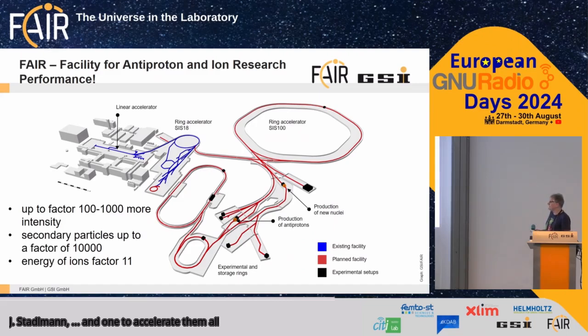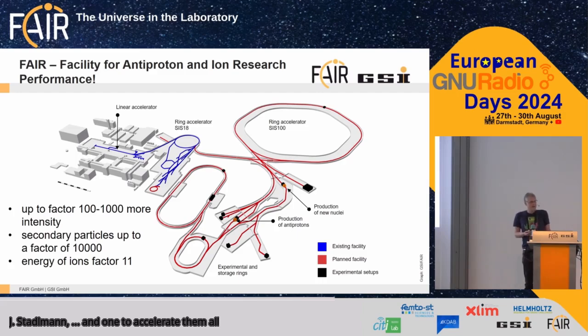And what we want to reach is a factor of 100 to 1,000 more intensity of the primary beam. And for secondary particles, the ones which we make out of the primary beam by smashing it on some wall or some target, we call it, even a factor 10,000, but a 10 more. Moreover, we can go a little higher in energy. That's interesting for some physicists too. So the question is how we do that.